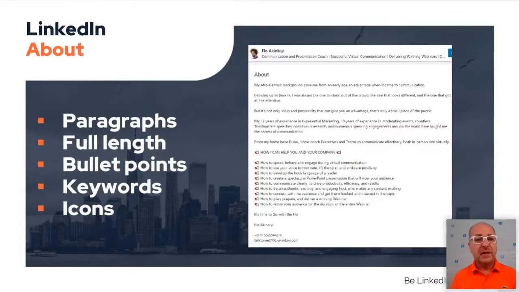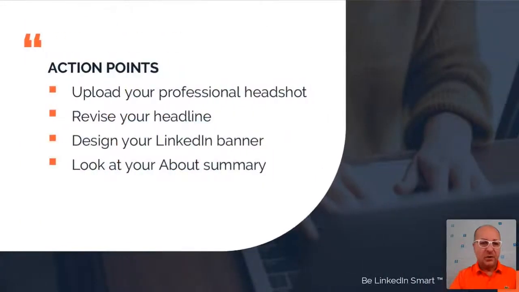This is an example of an About section which I really like. It's again a friend of mine. And as you can see, he nicely organized it into different paragraphs. He has some bullet points there. And at the end, his name, his email address, his phone number, all that. So it's very easy to reach out to him. So please think about this when you're writing your About section, and make sure that you organize it in this way. That is basically all about the LinkedIn profile.